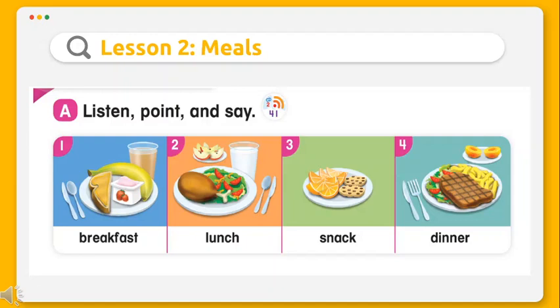Those four words are very, very important because we're going to use them later. So please practice them.